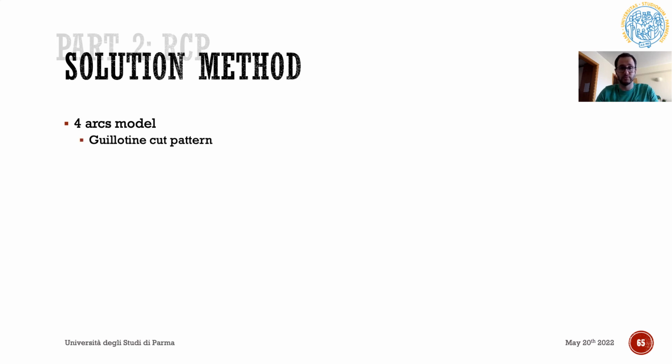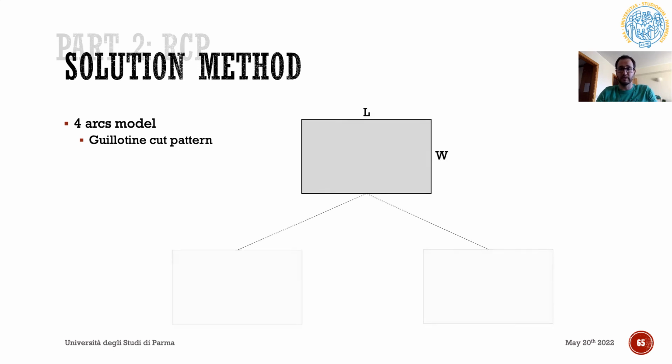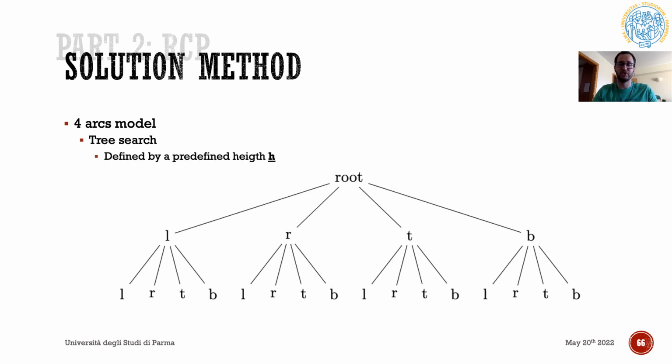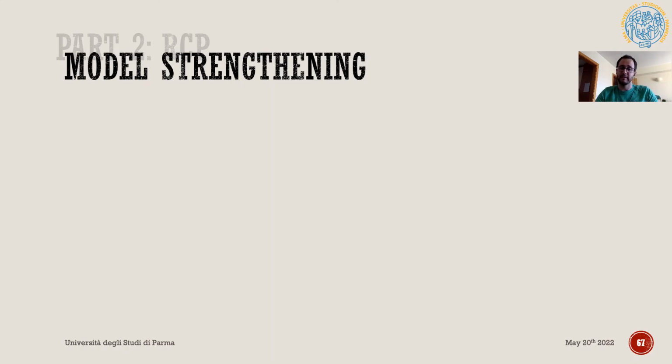When it comes to guillotine cuts, we propose an extension from the 5-arcs model. The idea is similar, however, we cut a plate in at most 4 pieces. This is done by considering 2 possibilities for cutting it: vertically, then creating the pieces left and right, or horizontally, then creating top and bottom, right? The tree is similar, however, each node has only 4 children. In addition to that, we proposed several valid inequality constraints to strengthen the model.